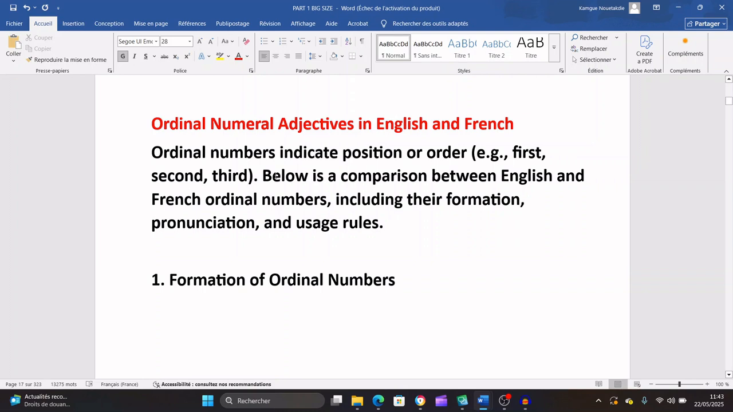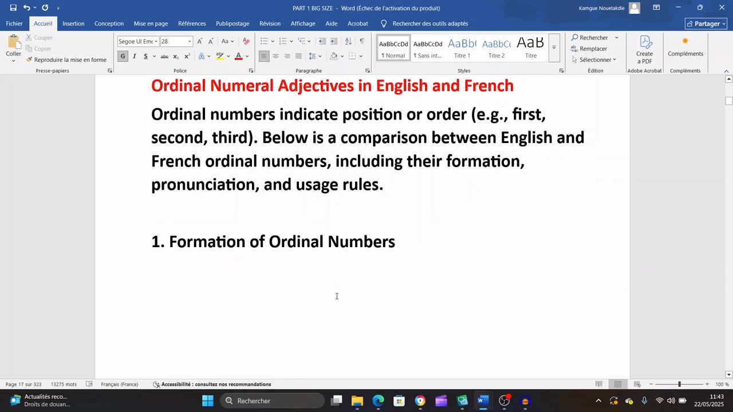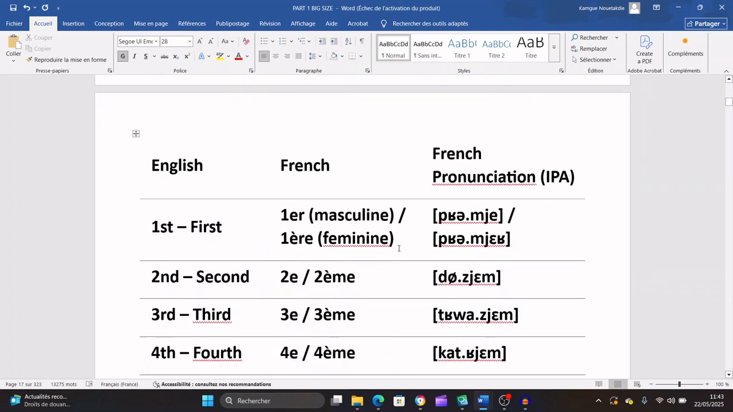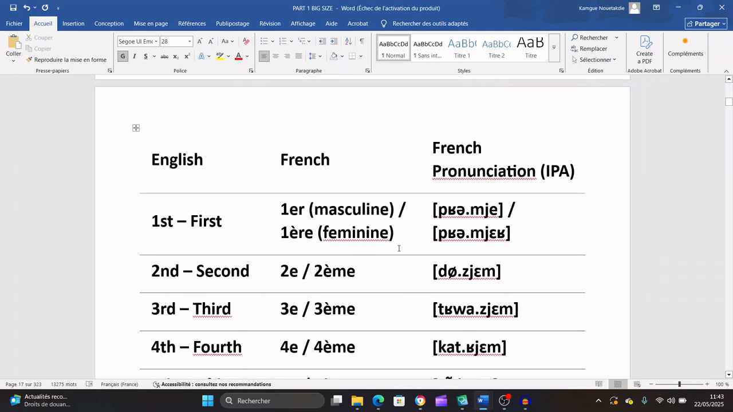Now below is a comparison between English and French ordinal numbers, including their formation, pronunciation, and usage rules. Now what about the formation of ordinal numbers? We are going to see some comparisons here between English and French. In English, you say first.